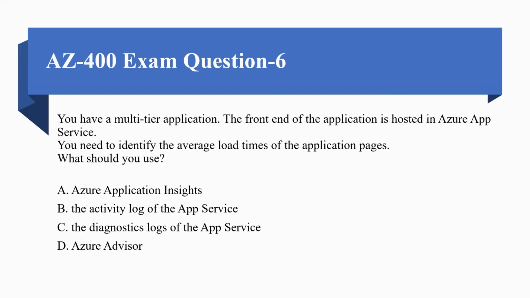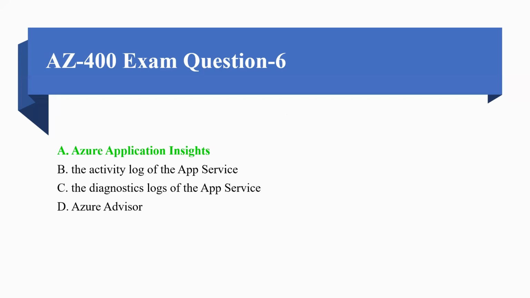Moving towards the next question, you have a multi-tier application. The front end of the application is hosted in Azure App Service. You need to identify the average load time of the application pages. What should you use? Option A, Azure Application Insights. Option B, the activity log of the App Service. Option C, the diagnostic log of the App Service. And option D, Azure Advisor. And the correct option would be option A, Azure Application Insights.